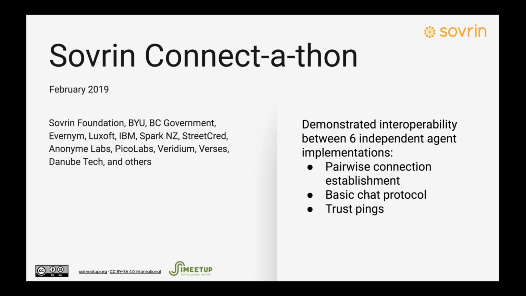That event was very successful. We had 6 independent agent implementations that passed the 3 tests that you see here. It established the basis for some of what came next.